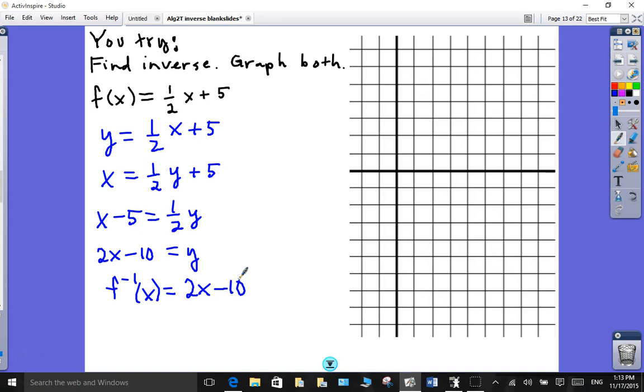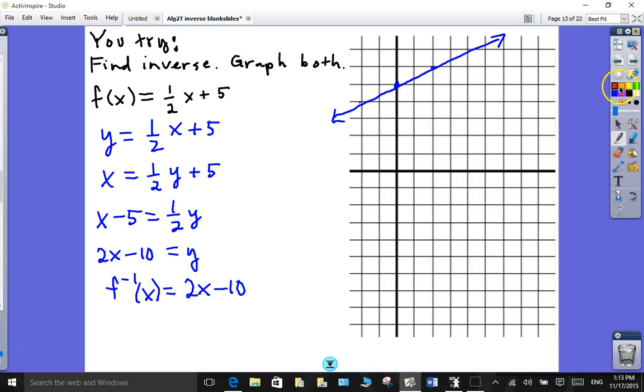So I'll do the blue. Blue will be the function, 1/2 x plus 5. Right? It means y-intercept is 5. The slope is 1/2. Right? Up 1 over 2. Up 1 over 2. So it should look something like that.